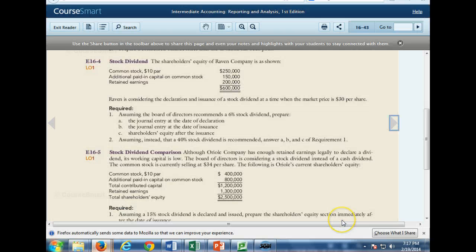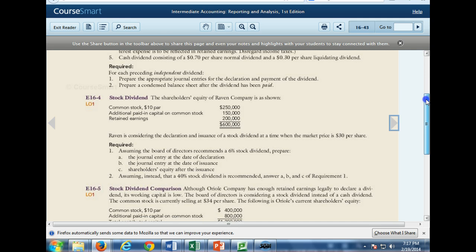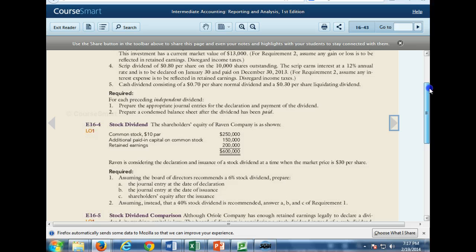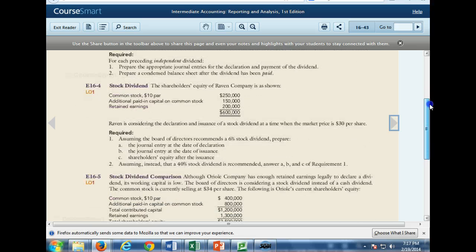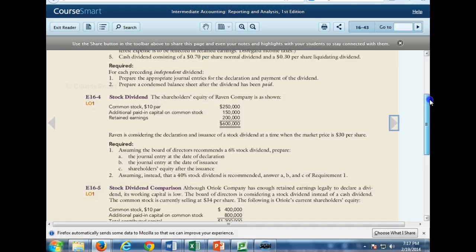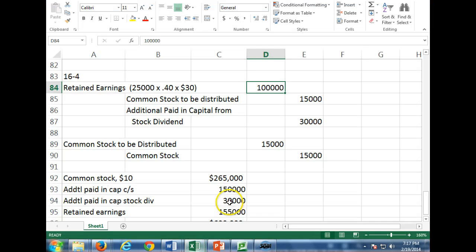Okay, I'm doing something wrong. If it's over 25%, you're supposed to report it at par value instead of fair market value. That's what's happening. Because it's over 25%, and this is at 40%, we're no longer going to take it at the 30 bucks.